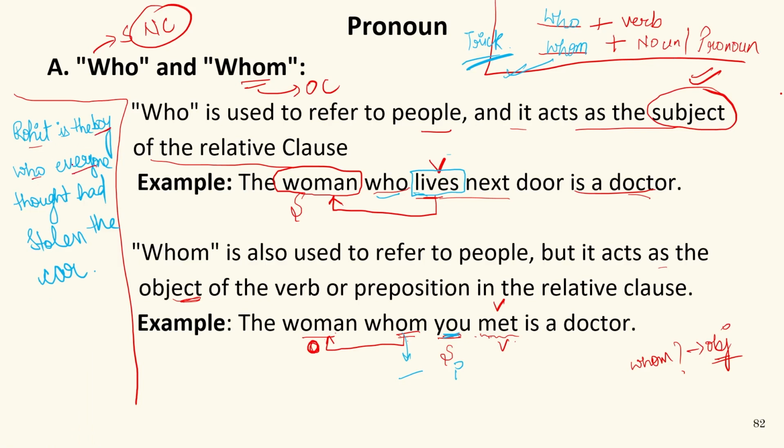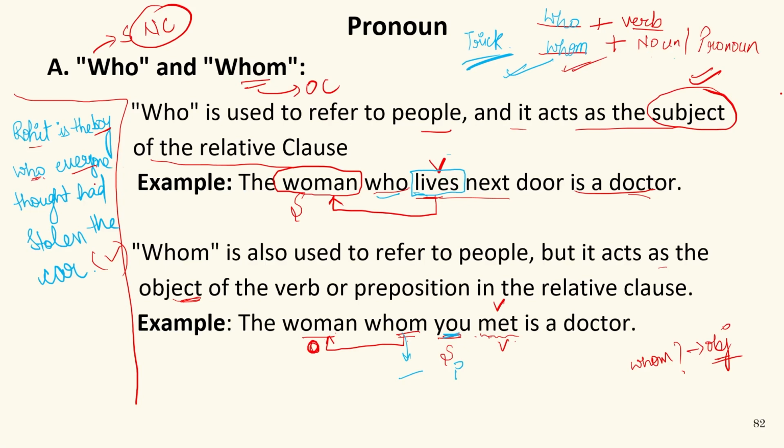who everyone thought. Now, if we go with this trick, if a blank is followed by a verb, or if a relative pronoun is followed by a verb, it should be who. Or if it is followed by a noun or pronoun, it should be whom. But in this case, the sentence is absolutely correct, however. Now here the word given is everyone, which is a pronoun. But the word which precedes it is who, not whom.